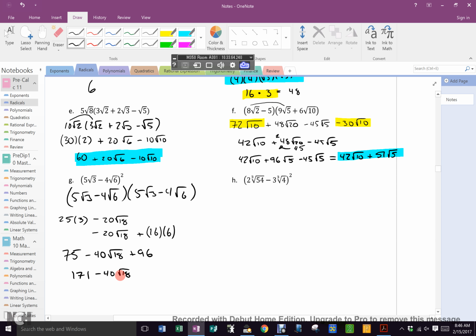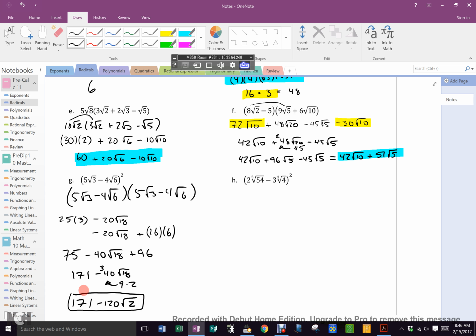Can I stop there? No, why not, Michaela? Simplify what? Root 18. What is 18? 9 times 2. So what comes out? Shaq's already said it, a 3. 171 minus 120 root 2. Is everybody good?